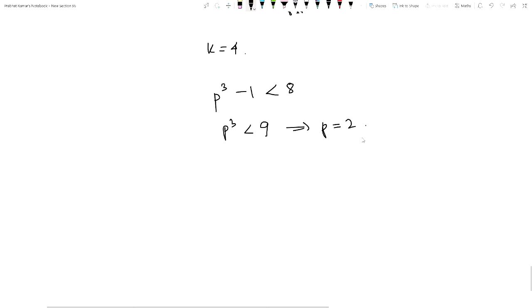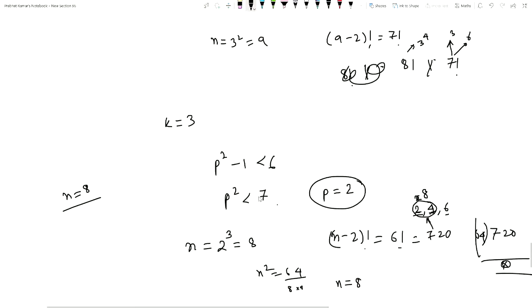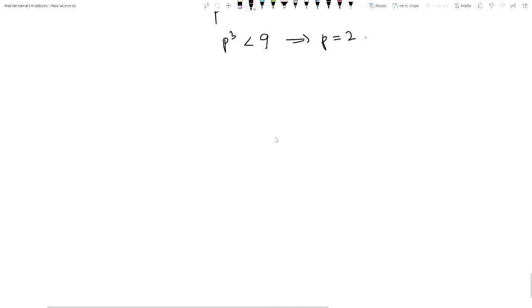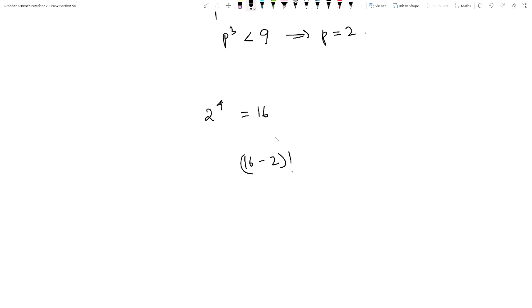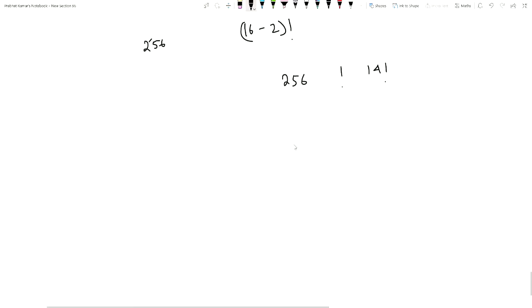So now you substitute this p in this expression of p to the power k. So we have 2 to the power 4, since k here is 4, and 2 to the power 4 is actually 16. So let us check if this 16 minus 2 factorial can get divided by this 2 to the power 8, right? So this is n. So n is actually 16. So it's 256. So let us check if 256 can divide 14 factorial, right? So now let us check this 14 factorial.